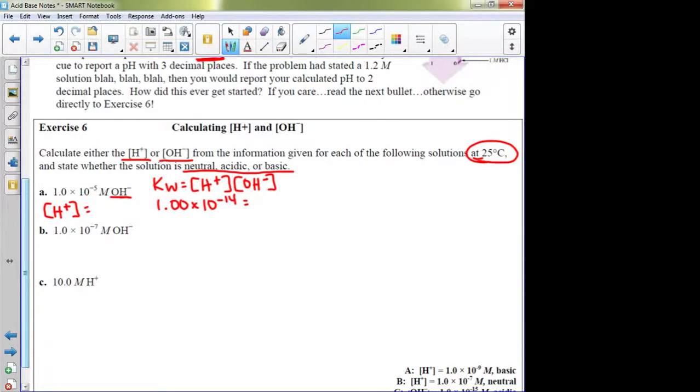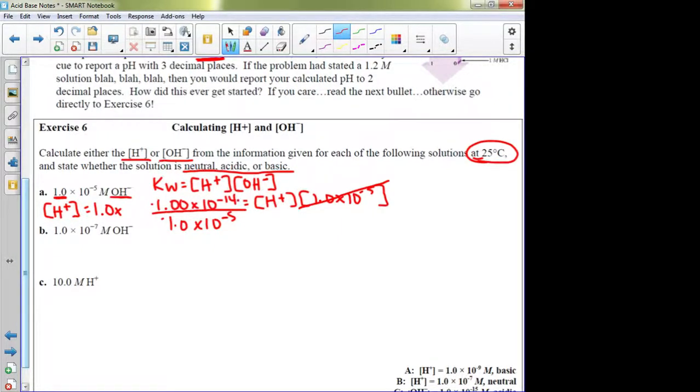I don't know my concentration of hydrogen. That's what I'm trying to find. Do I know my concentration of hydroxide? Yes, they gave it to me. It is 1.0 times 10 to the negative 5th. How do I solve for my concentration of hydrogen? Divide. So do this divided by this. One divided by one is 1. How many sig figs do I need here? 2. I'll make that 1.0 times.